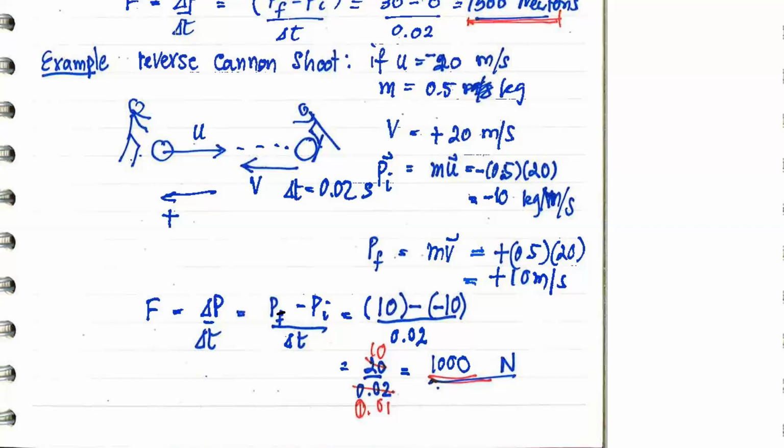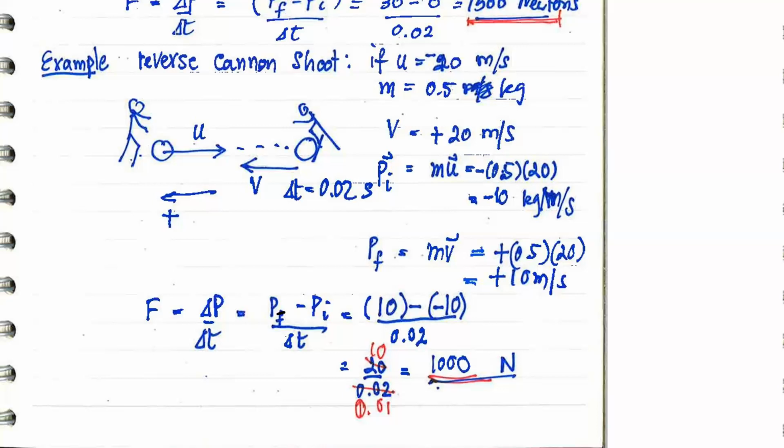Okay. So let's assume that the initial velocity is 20 meters per second backward, so it's minus 20, and then you kick it and make it plus 20 meters per second. And 20 meters per second is roughly 72 kilometers per hour. And the mass of the ball is still 0.5 kilograms.